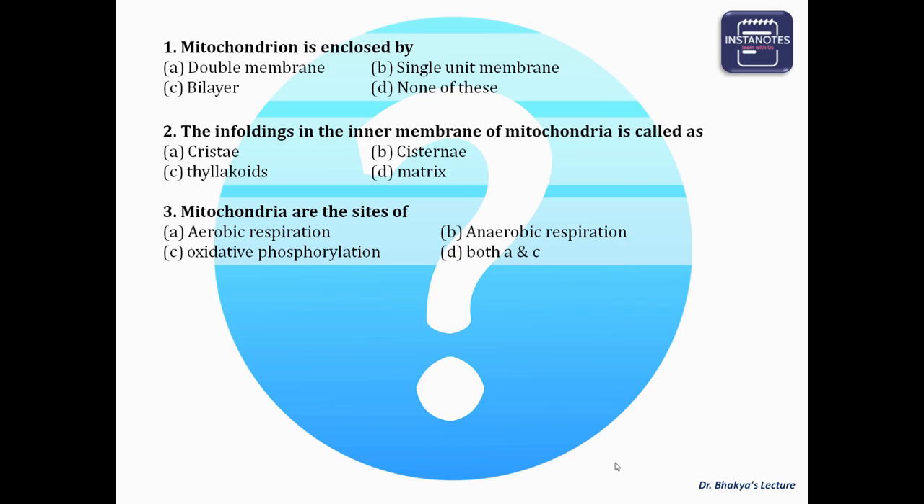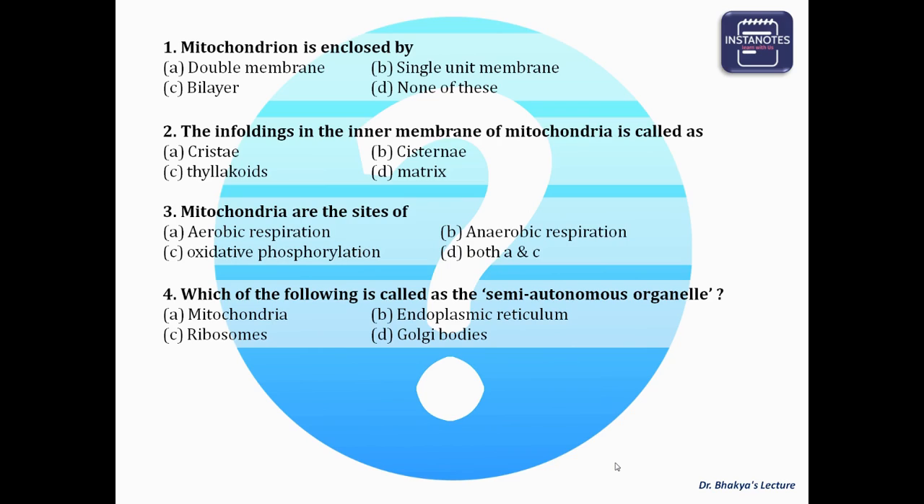Mitochondria are the sites of, yes, both aerobic respiration and oxidative phosphorylation. So the answer is both A and C. In this lecture, we have seen the oxidative phosphorylation reaction and ATP generation. In future lectures, we will deal with aerobic respiration that happens in the mitochondria.